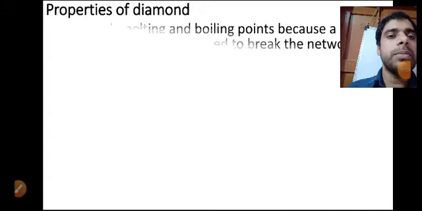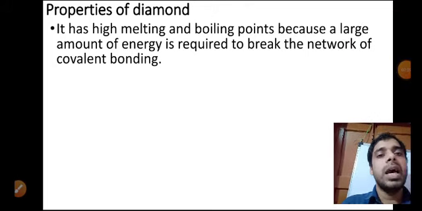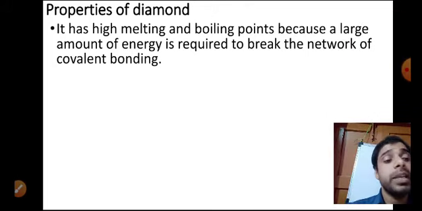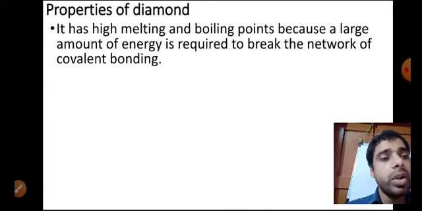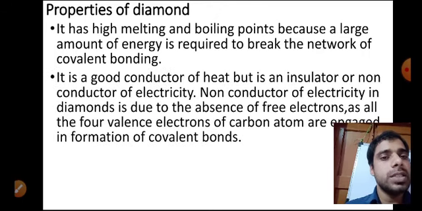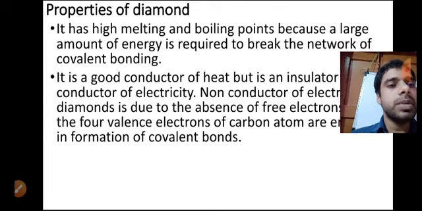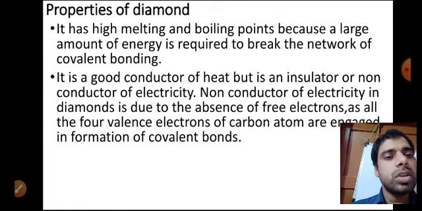Now properties of diamond: it has high melting and boiling point. Why? Because carbon is linked with different carbon atoms, and it forms a strong network of covalent bonding, and that covalent bonding is hard to break. For that we require a very high temperature. Diamond's melting point is 3300 degrees C. You can imagine how high a temperature it is, and it is a good conductor of heat.